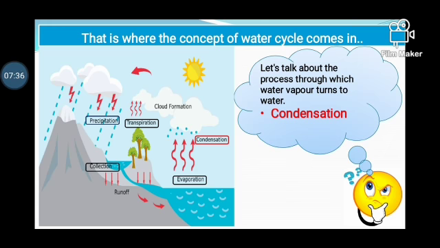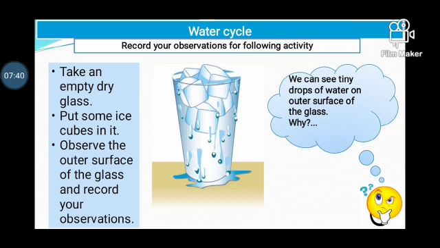Condensation. Let's talk about the process through which water vapor turns into water. Take an empty dry glass. Put some ice cubes in it. Observe the outer surface of the glass and record your observations. We can see tiny drops of water on the outer surface of the glass. Why?